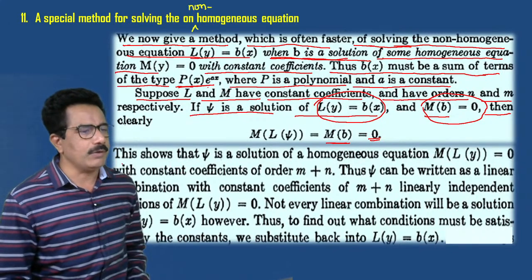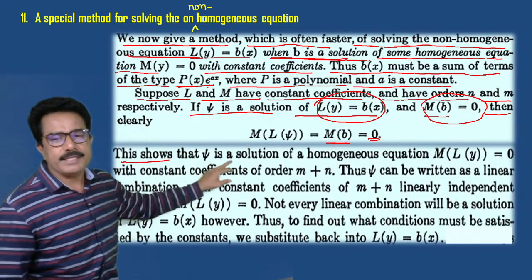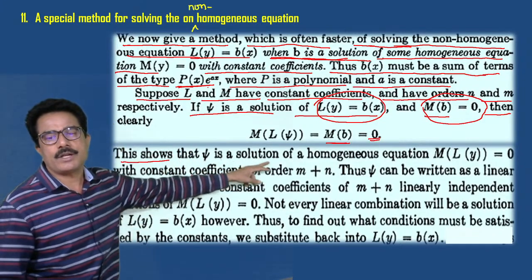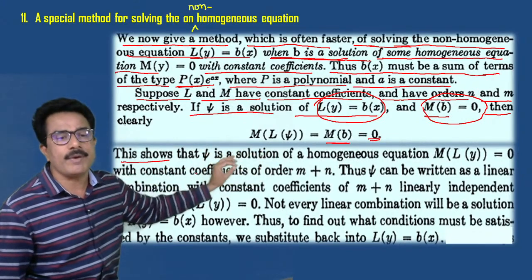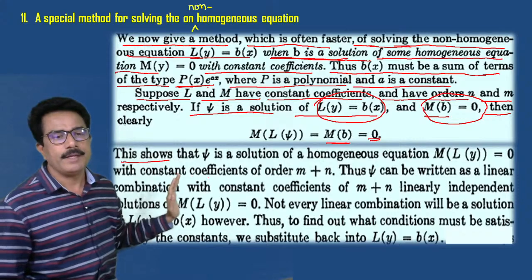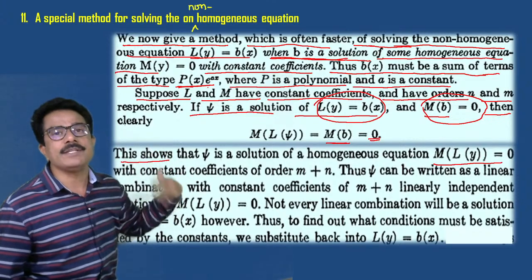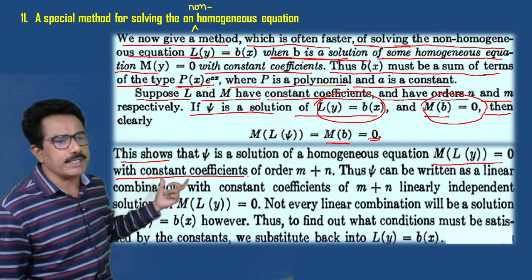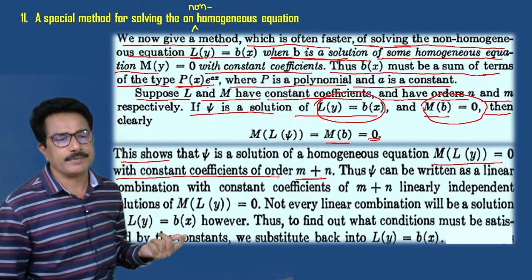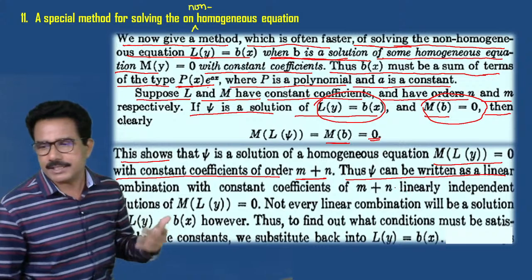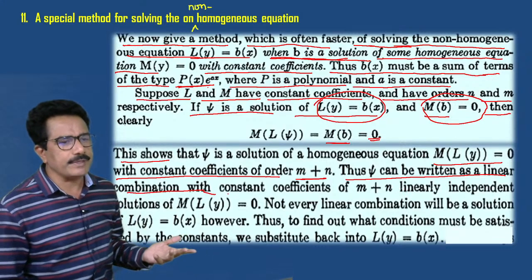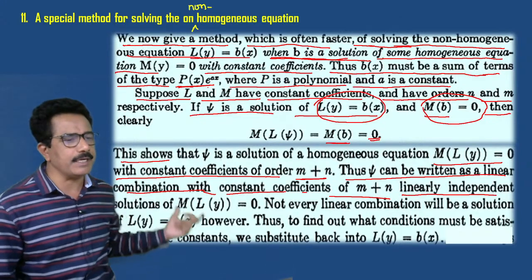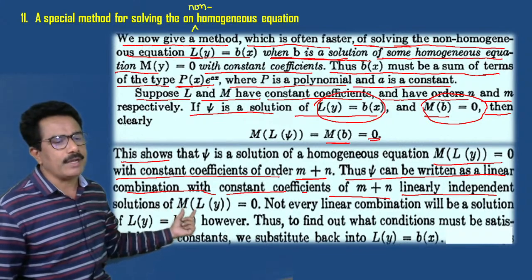This shows that psi is a solution of the homogeneous differential equation M of L of y is equal to 0, because M of L of y is equal to 0 is a homogeneous differential equation with constant coefficients of order m plus n. Thus psi can be written as a linear combination, with constant coefficients, of the m plus n linearly independent solutions of M of L of y is equal to 0.